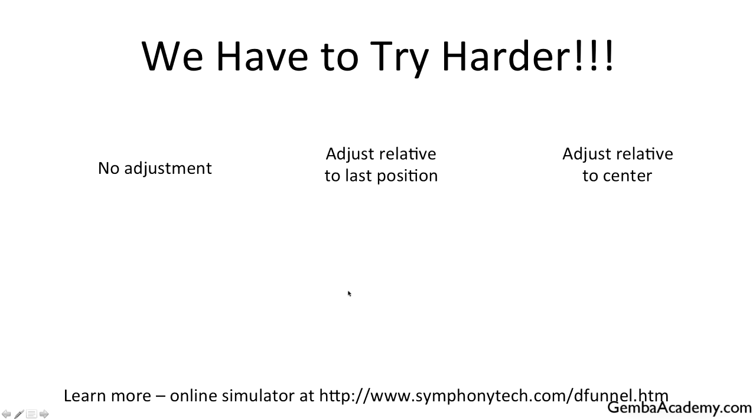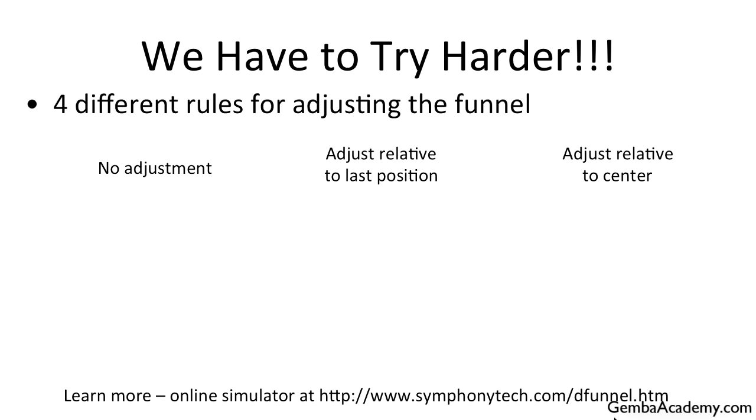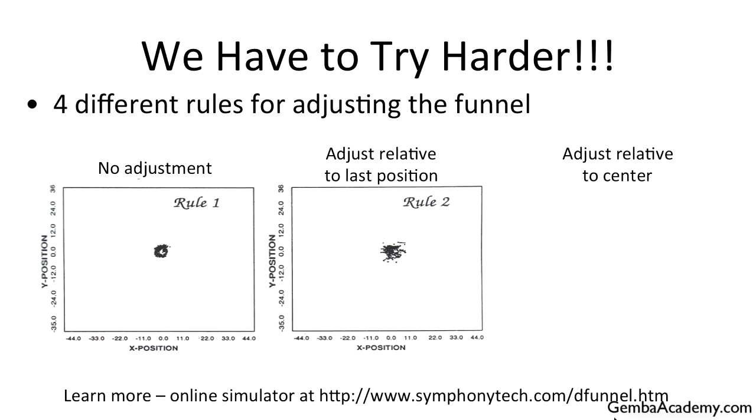If you want to spend more time playing around with this, there's a great online simulator that you can either buy or use for free on a limited basis if you go to this website here. But in the classic funnel experiment, there are 4 different things that you could do, and I just want to illustrate 3 of them. If we make no adjustment versus making a small adjustment relative to where the marble fell, what we call Rule 2, you can see that tweaking of the system actually increases the variation in the results.